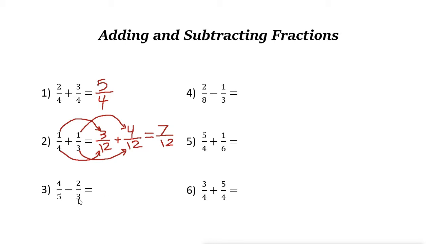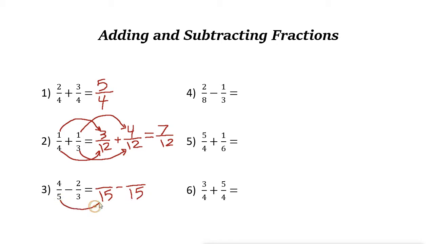Here we have different denominators, so we need to find a common denominator. So just write the two fractions. Now the common denominator for 5 and 3, just multiply them, is 15. 5 times 3 is 15. 3 times 5 is 15. The common denominator is 15.